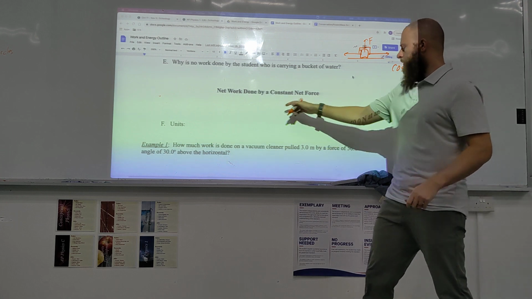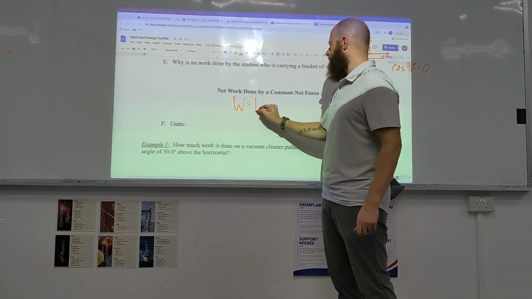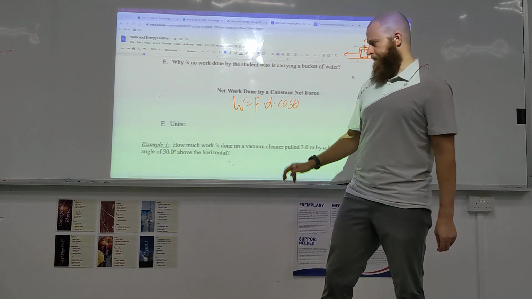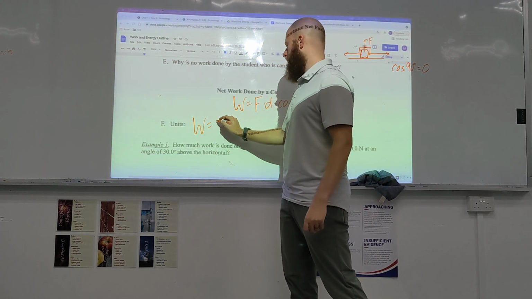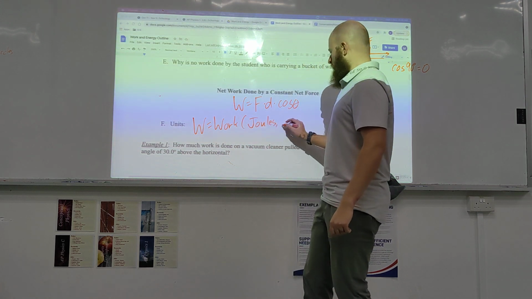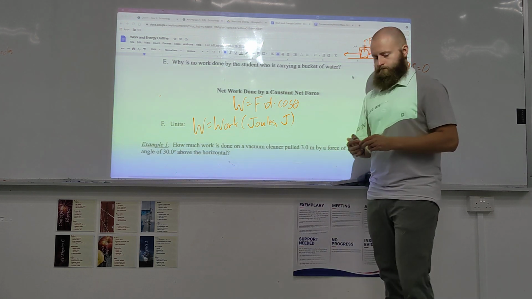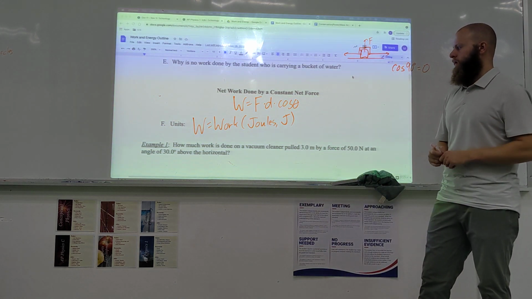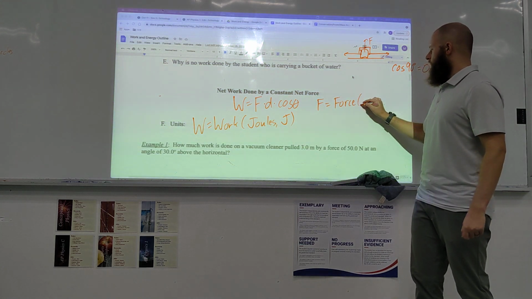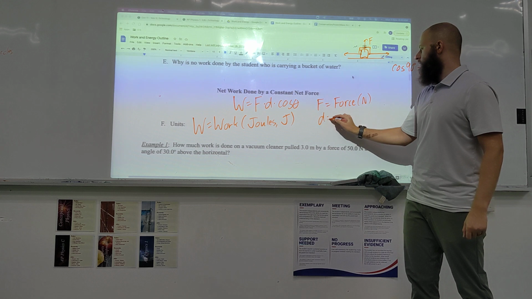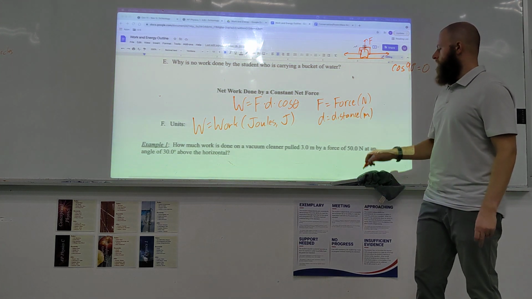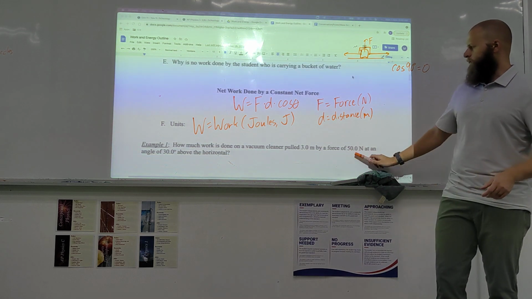Okay, so once again we have work equals force times distance times cosine theta. Now this is a new set of units. W stands for work, and it's measured in joules, which is normally just written as J. Just a quick review, F is force in newtons, D is distance in meters. Okay, so let's look at our first example problem.